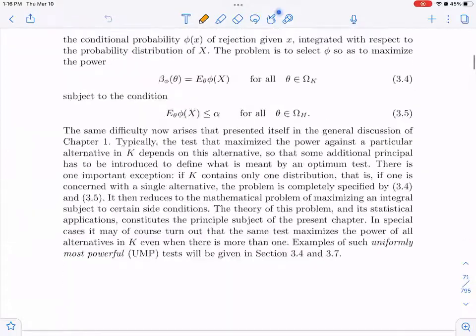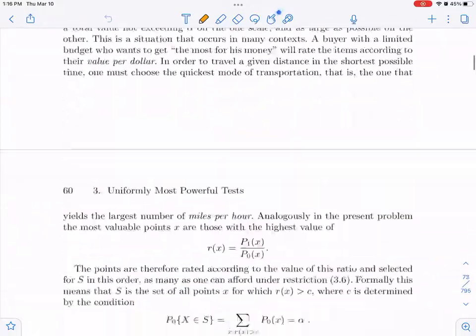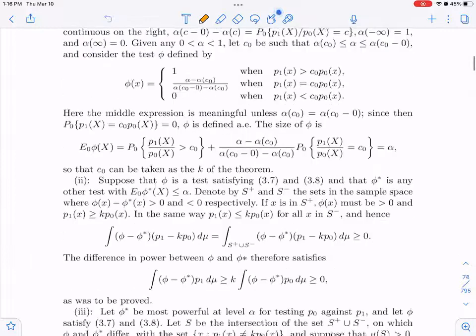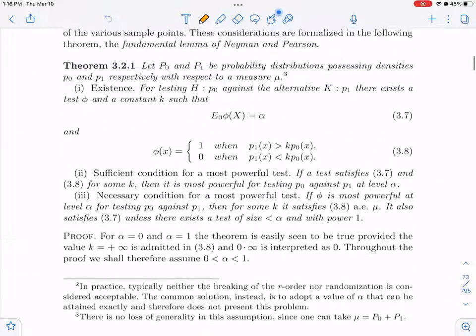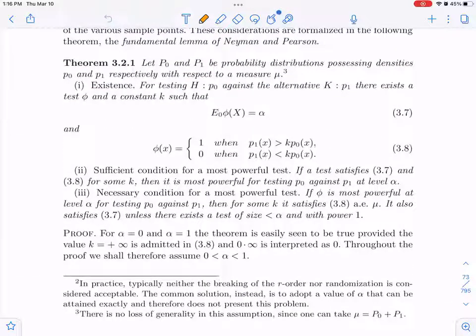This is chapter 3 about the UMPs. Most of this we have covered, but I just wanted to. So this is the result that they state about the so-called fundamental lemma of Neyman Pearson. If you have P0 and P1, the probability distributions possess densities P0 and P1 with respect to this measure. This is the Neyman Pearson lemma.